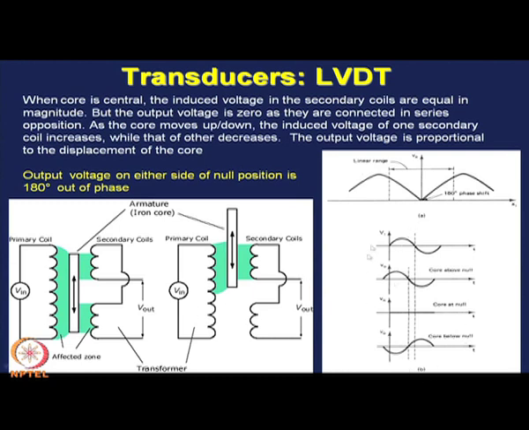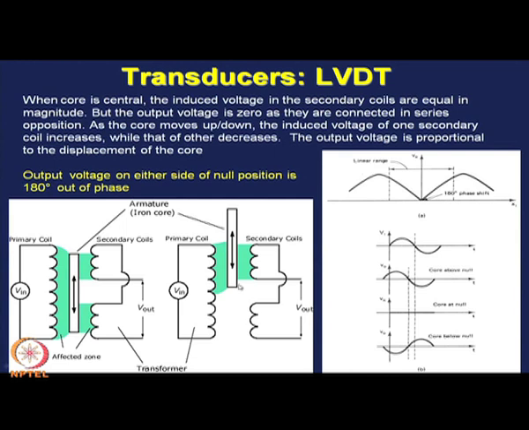Now, if you look at these plots, when the core is centrally located, output voltage is 0, because equal amount of voltages are induced in both the secondary coils, and since secondary coils are connected in series opposition, the output voltage is 0. So, if I excite the primary coil by say this signal, I will get 0 voltage as output when the core is centrally located, or we say core at null.